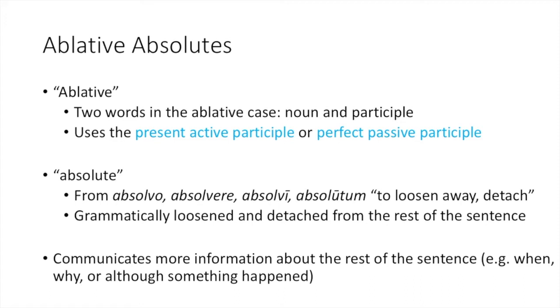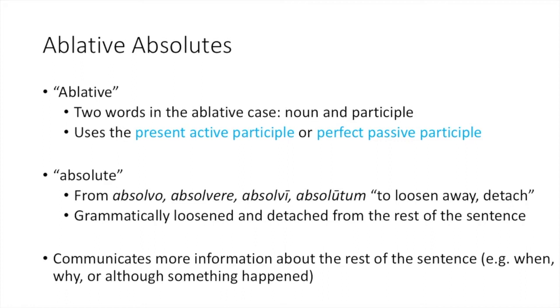So then what about that absolute part? Well, we're using a meaning of absolute that's coming from the Latin verb absolvo, absolvere, absolvi, absolutum, to loosen away or to detach. And this means that the ablative absolute is grammatically loosened and detached from the rest of the sentence. It's not something that's like the ablative of means or ablative of agent or ablative of manner that's necessary to translate the meaning of your sentence. It doesn't relate to your main verb in terms of grammar.